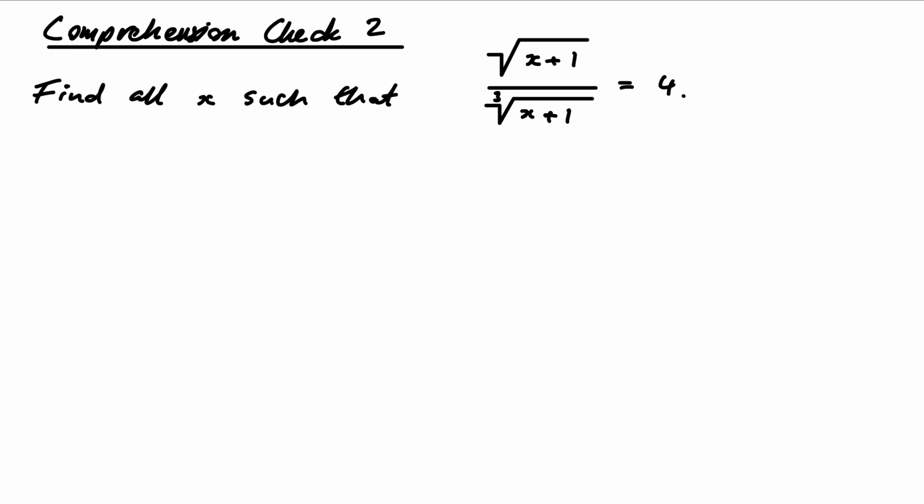Let's try another problem which is extremely similar, but perhaps a little more straightforward. So we want to find all values of x such that the square root of x plus 1 divided by the cube root of x plus 1 is equal to the number 4. Before we do anything, it's a good idea to make sure we understand some potential problem points in this expression, especially the left-hand side.